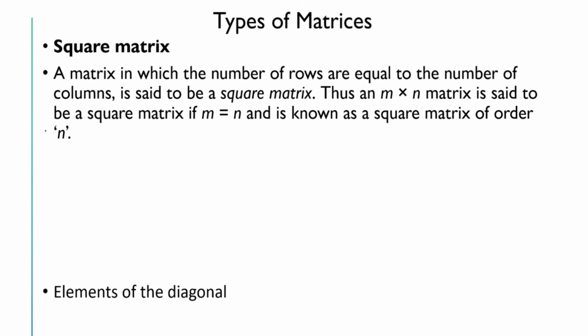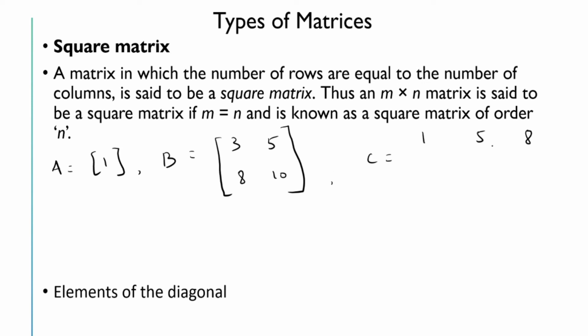Say for example, A is equal to 1, or let us say B is equal to 3, 5, 8, 10, or C is equal to 1, 5, 8, minus 3, minus 2. All these are square matrices. A is a square matrix of order 1. B is a square matrix of order 2. And C is a square matrix of order 3.